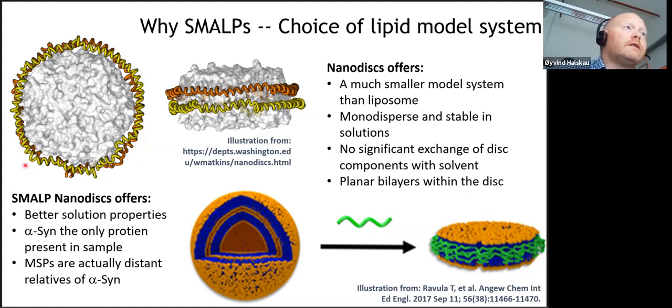So nanodiscs could be scaffolded by proteins, as I'm sure you know, but the reason why we ended up with SMALP nanodiscs was that in our hands and view at least, it offered even better solution properties. And alpha-synuclein would then be the only protein component present in the sample, which was good. And the membrane scaffold proteins here are actually distantly, vaguely related to alpha-synuclein. So it was really good to have that out of the way. So therefore, we went on with SMALPs.